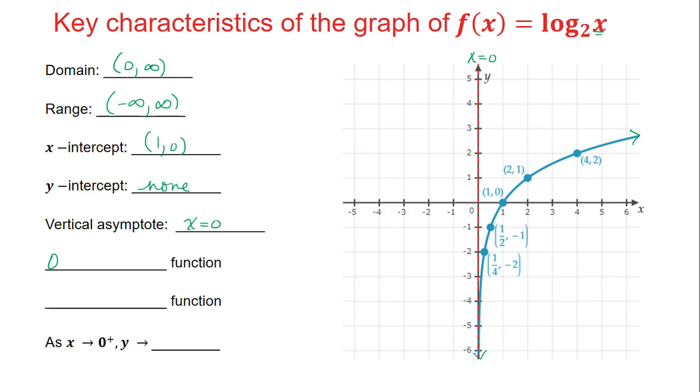And this is a one-to-one function. And also notice that it is an increasing function. And so as I move my finger on the graph from left to right, I am going up, up, up, up.